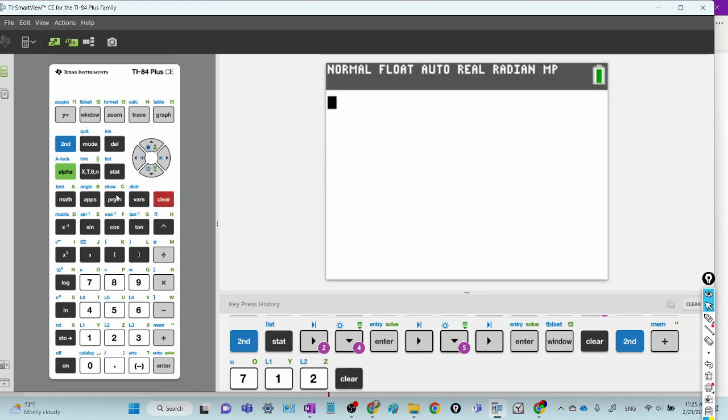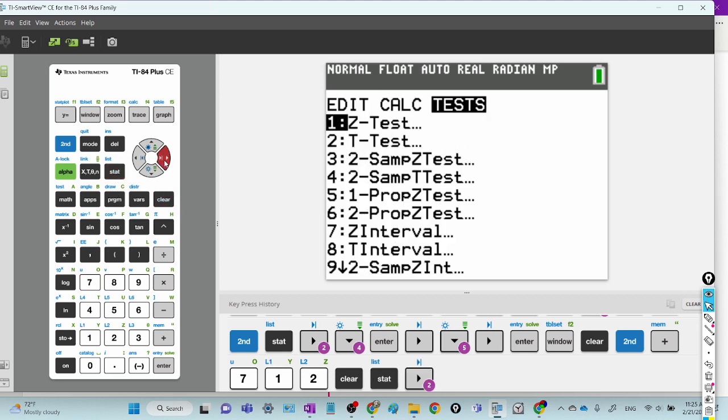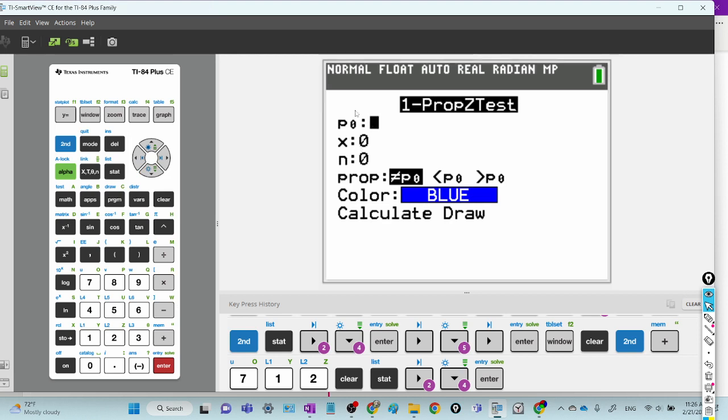And let's start with stat button. And next column, there are tests. And in this test, we are looking for z-score and p-value, and we have a proportion 1. So we will choose 1 proportion z test. Okay, let's go with the fifth one. Hit enter key. And let's plug the numbers.